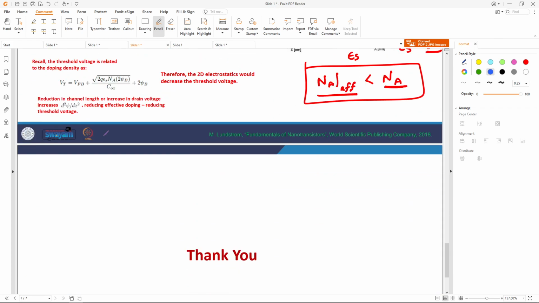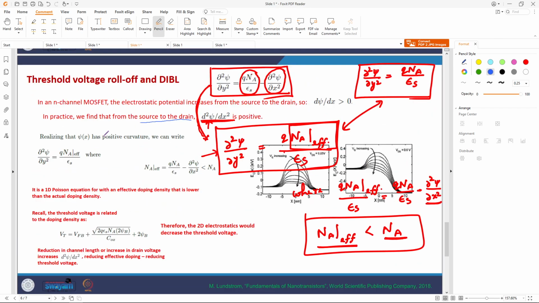That day, sir, I asked you how threshold voltage is changing. So this is the answer to that. If you can understand these notions, you have a rough idea of what is happening in 1D and 2D electrostatics in a MOSFET. And this theory is broadly true for even nanoscale devices.